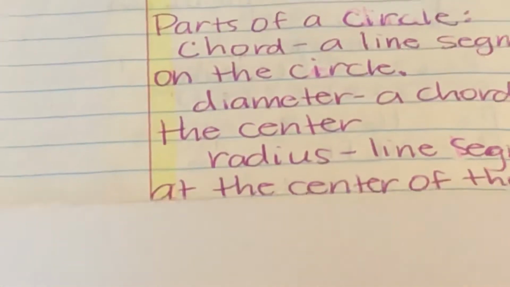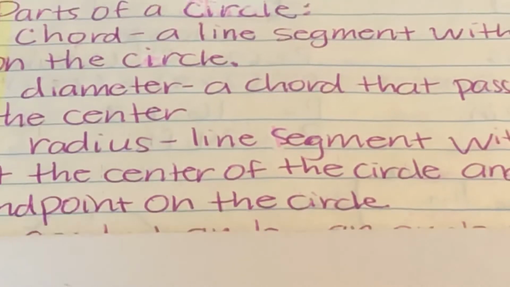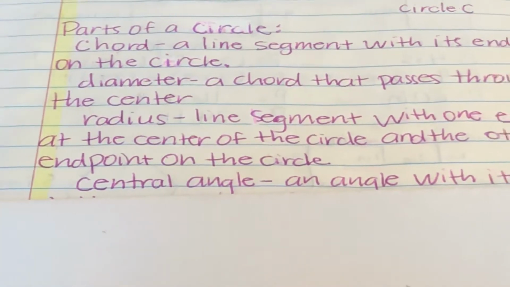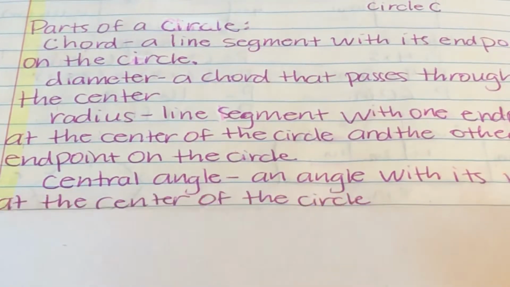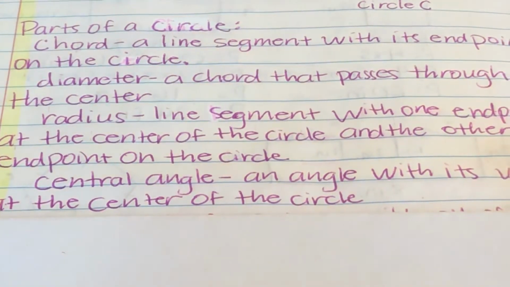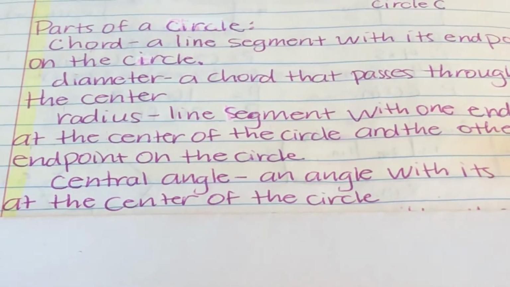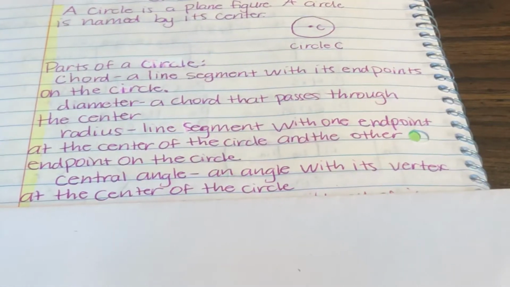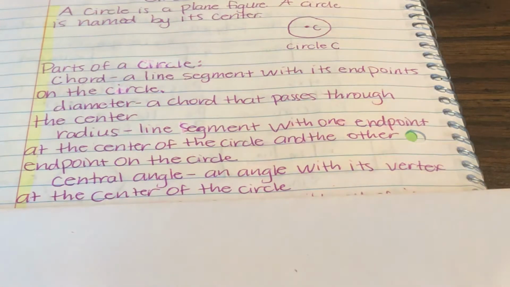Now, if we go back and look at our next definition up here, we have central angle. Central angle is an angle with its vertex at the center of the circle. So we know when we've talked about angles, angles have 2 sides, 2 rays, that are joined by a common vertex. The central angle of a circle, it's an angle and the vertex has to be at the center of the circle. Let's go back and take a look at our circle.